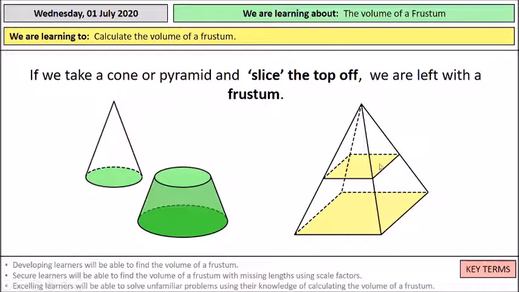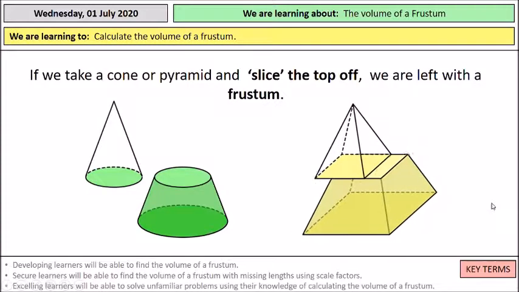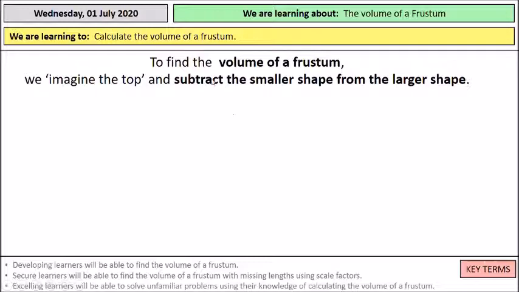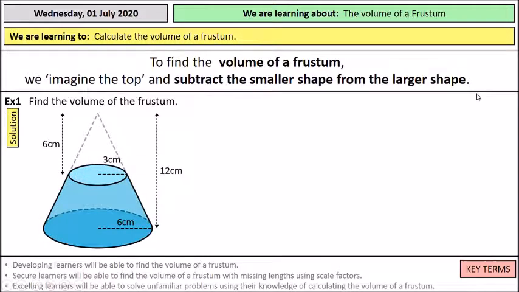So, I'm going to slice it here horizontally, remove the top, and I'm left with this bottom portion of the shape. In today's lesson, we're going to be learning how to find the volume of these types of shapes, and there's actually a very easy trick that we can use. To find the volume of a frustum, all we do is imagine the top and subtract the smaller shape from the larger shape.